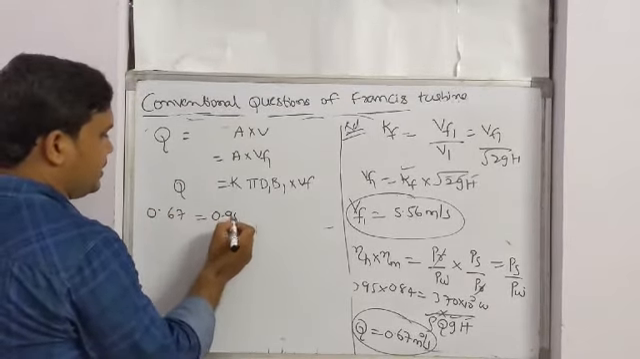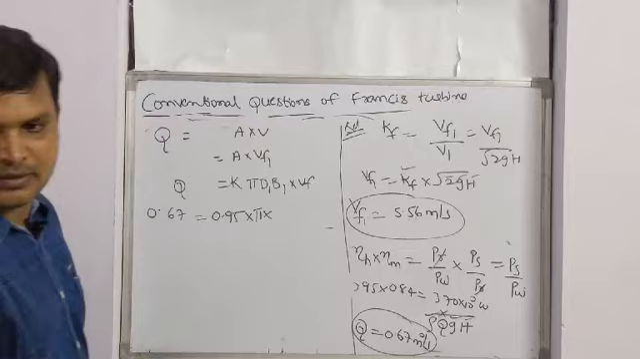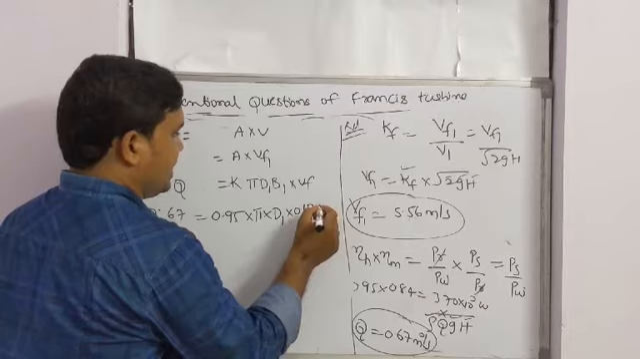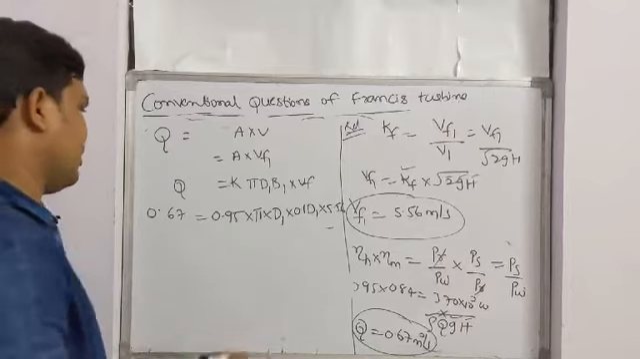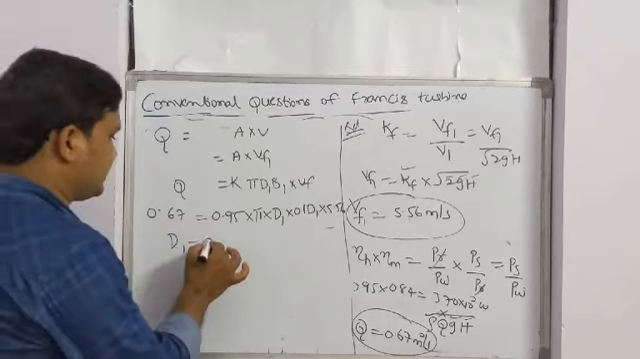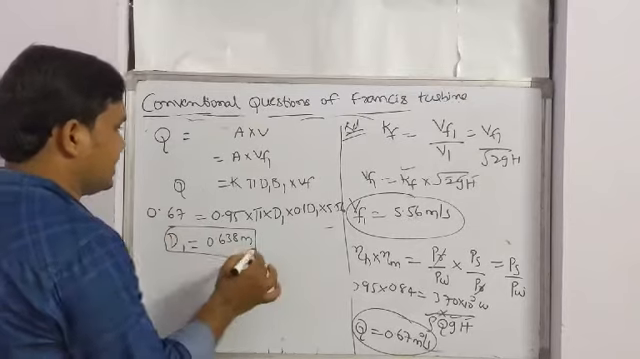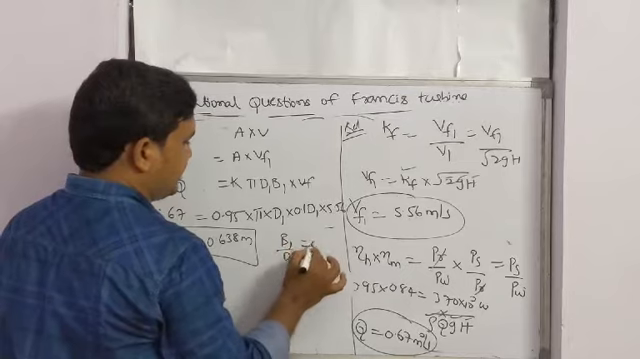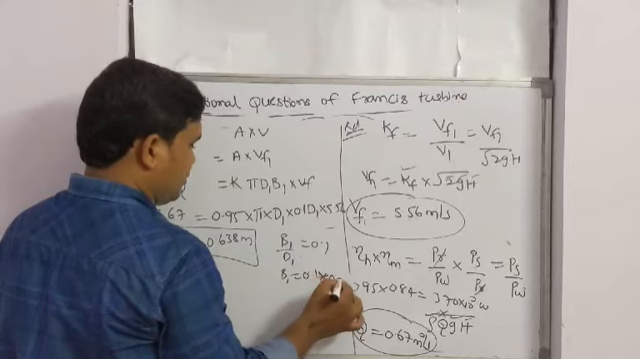K is 9 point thickness factor, pi constant, d1 is given. We know the d1 and b1 relation is 0.1 of d1, and Vf1 we know is 5.56. From this entire equation d1 is unknown, so by substituting everything we get d1 as 0.638 meter. Whenever d1 is known, we should find b1, because b1 by d1 is given as 0.1, so b1 is equal to 0.1 into 0.638.